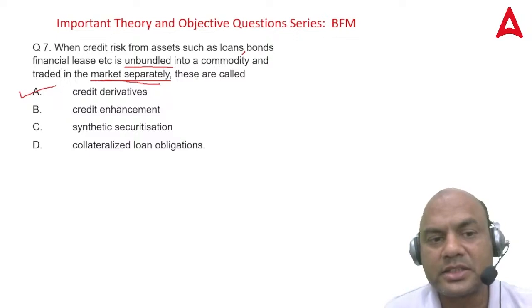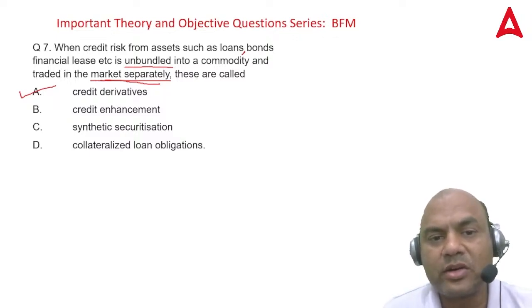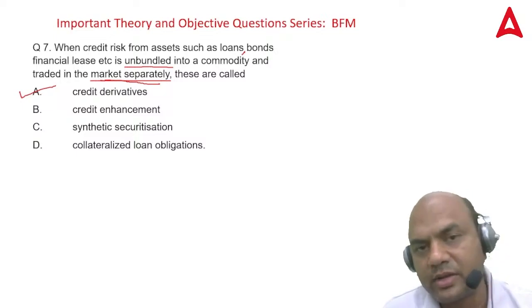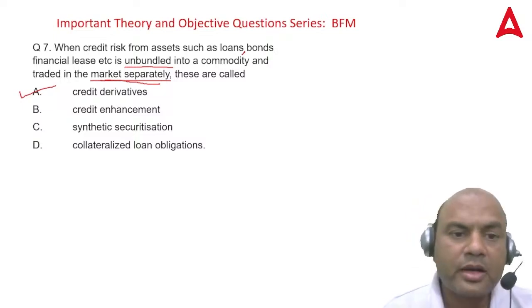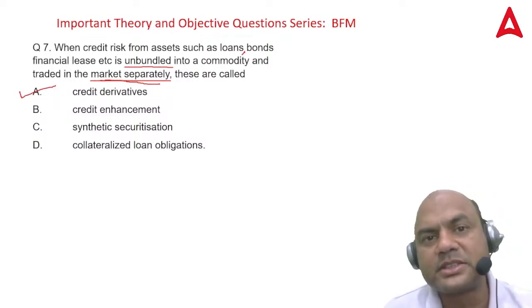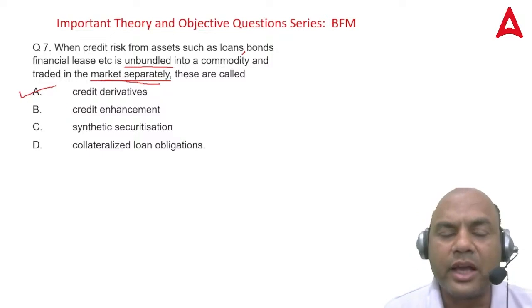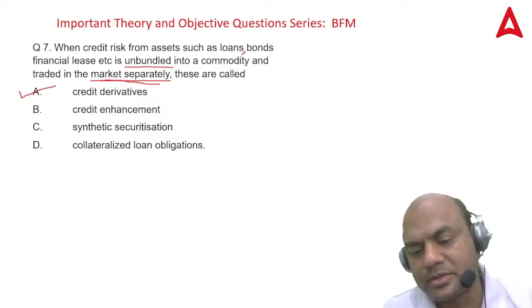The real answer is this, credit derivatives. When the credit risk from the assets is unbundled into commodity and traded in the market separately, these are called as credit derivatives. What is synthetic securitization? There are two types of securitizations. One is simple one and second is synthetic one. So we'll have these details later when the question comes.